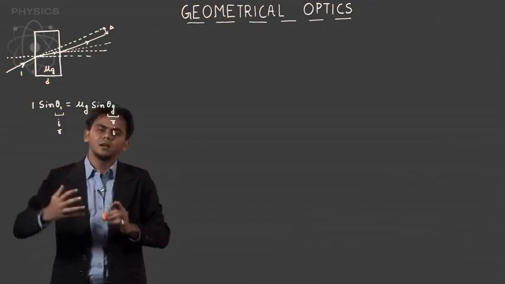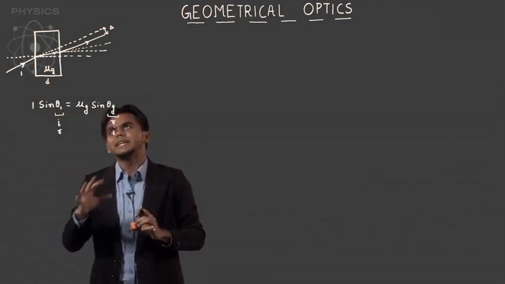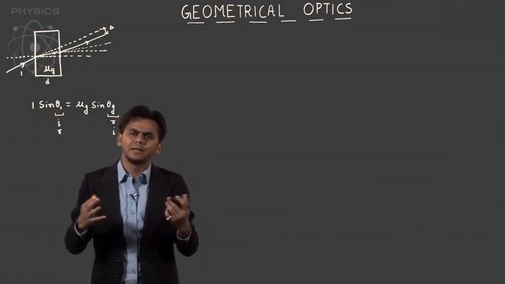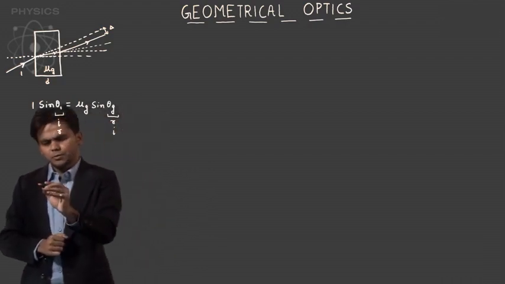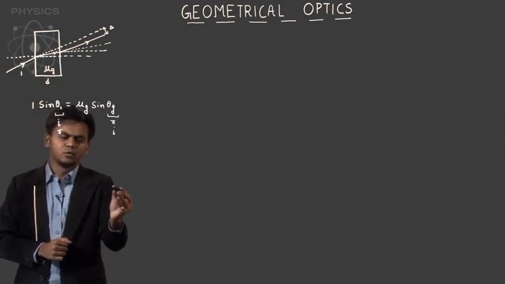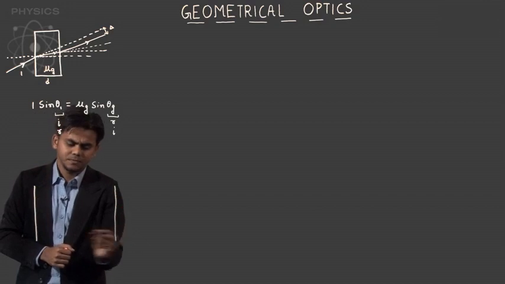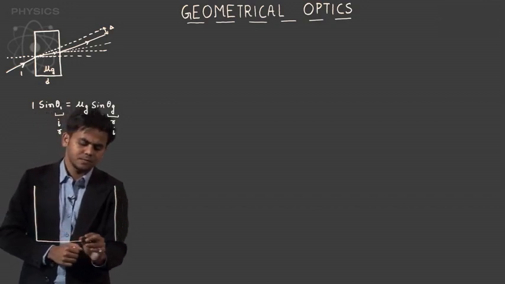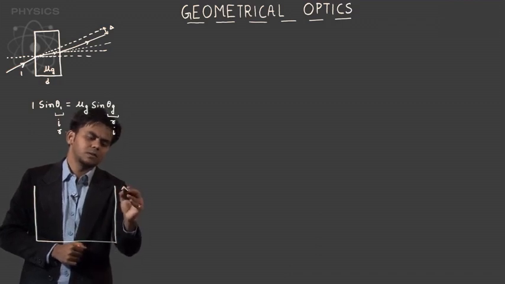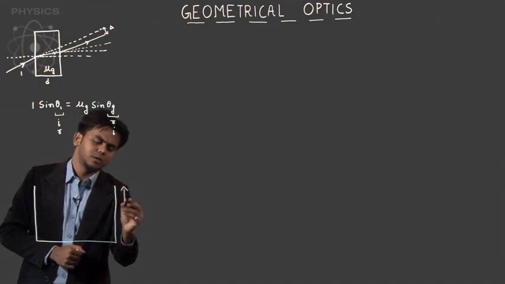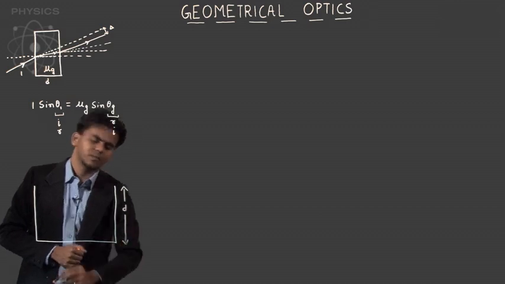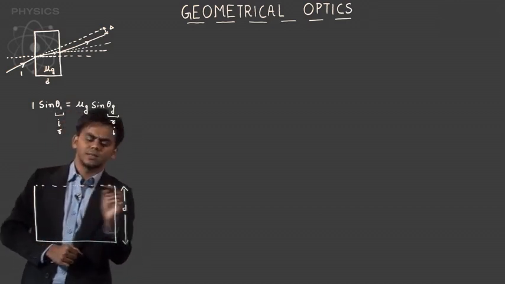Now this forms the basis for a very interesting idea. That idea is apparent depth and apparent height. Let's understand what exactly apparent depth and apparent height are. If this is a beaker containing water, let the water be filled till d units. So all throughout it's simply water.